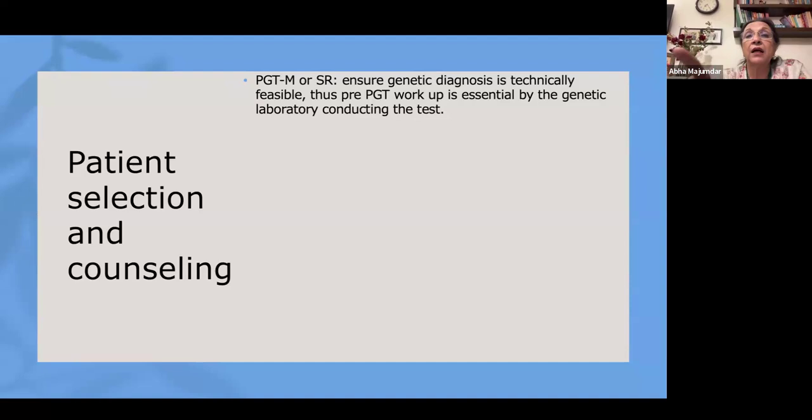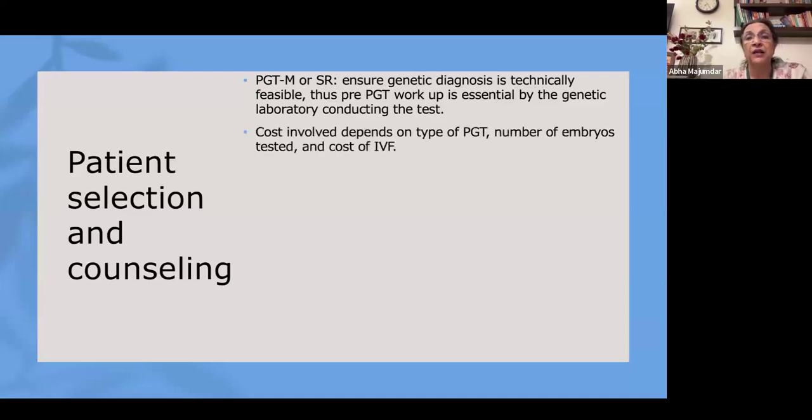After that, again, it has to go to the genetic laboratory which is going to conduct the test. They have to do a pre-PGT workup, which is quite expensive in some diseases, but generally would cost up to 1 lakh of rupees. So the cost involved depends on the type of PGT, the number of embryos tested, and the cost of IVF also has to go into it.